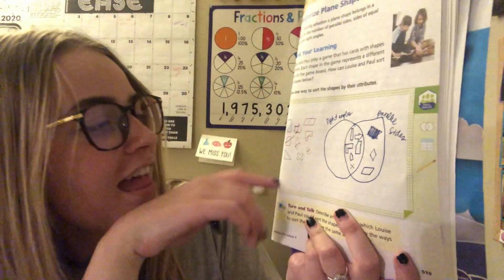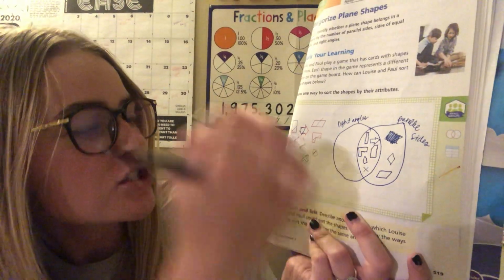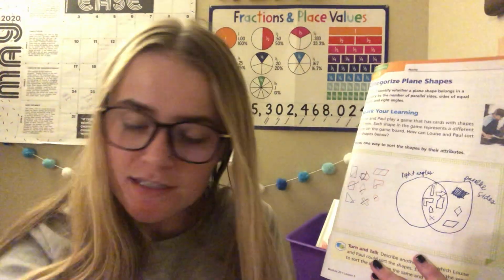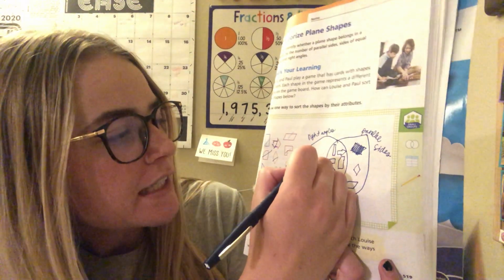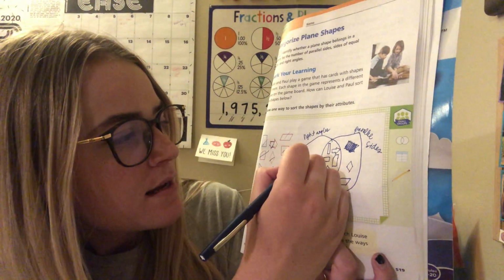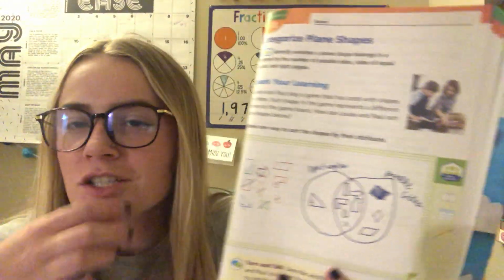And then finally we have this triangle. This triangle does not have any parallel sides, but it does have a right angle. So we'll go over here. So that is just one way to categorize these shapes. You could do it another way too. Let me know what you come up with.